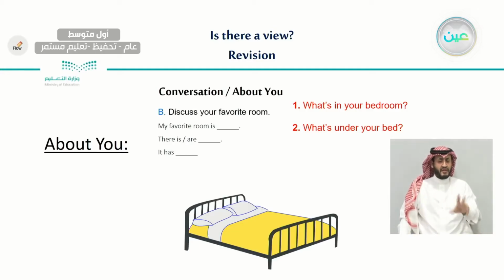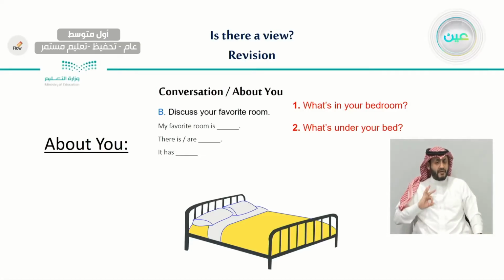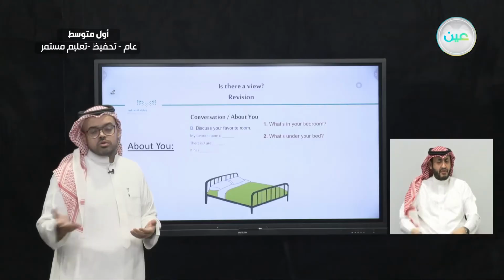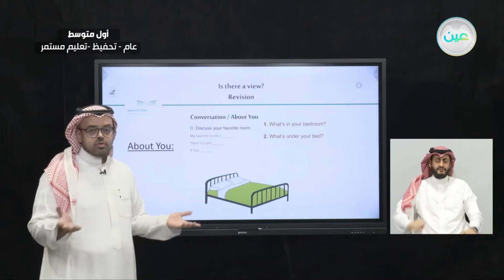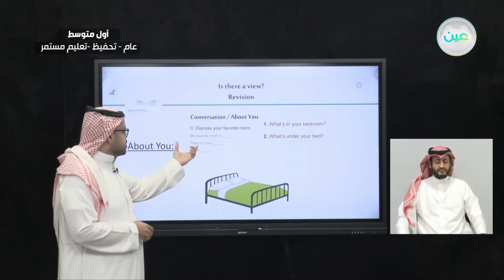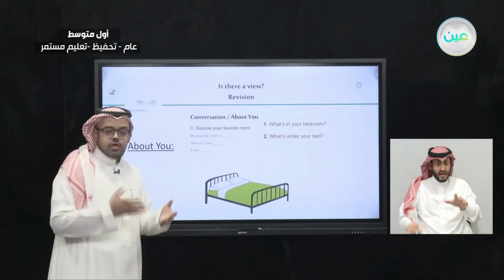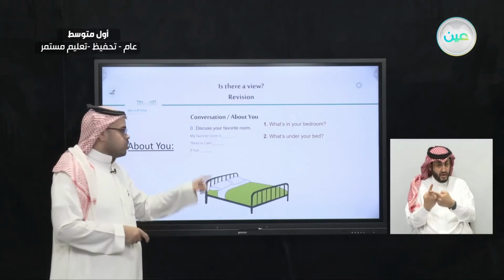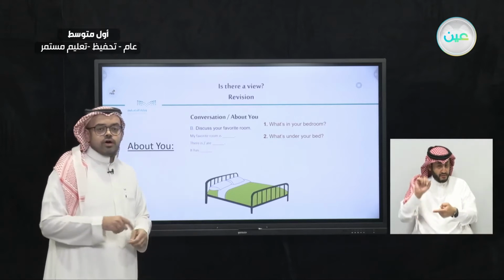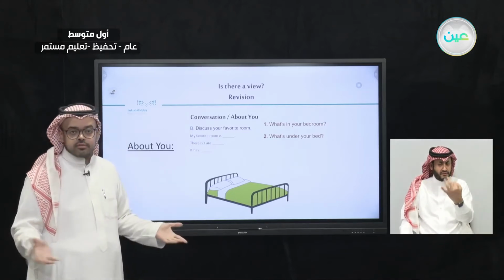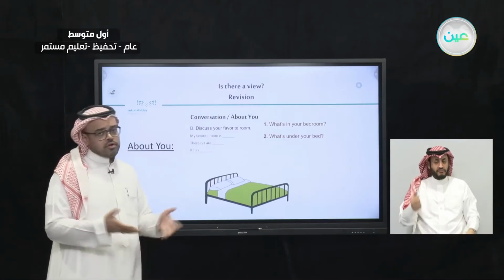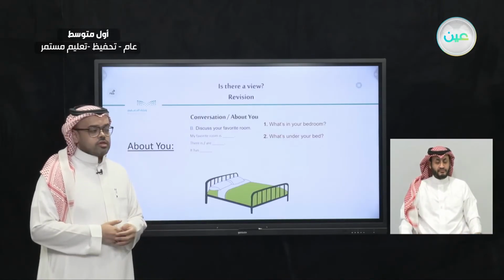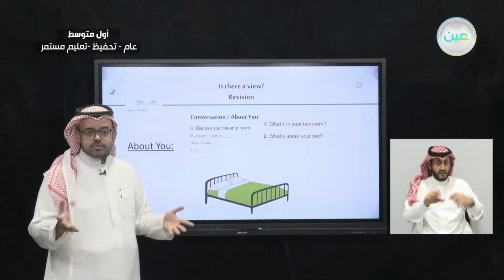So we gave sentences like this. My favorite room is, for example, you can pick anything you like. You could say the living room, the bedroom, or any room that you like. And also, tell me about the things that you have in your bedroom. For example, if it's one thing or one object, we would use there is. But if it's more than one thing, we would use there are. For example, we can say there is a TV, there are lamps, and so on.